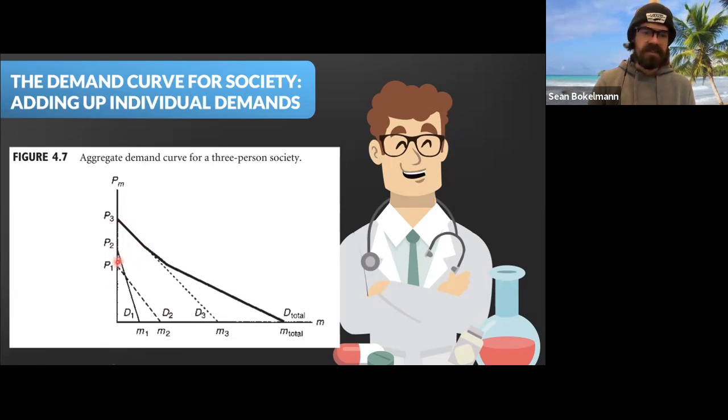And then it isn't until P1 that a 3rd person basically joins the market. And that's why there's a kink at P1, right? Because at that point, now the last person joins the market at prices below P1. So that's where the kinks are coming from.